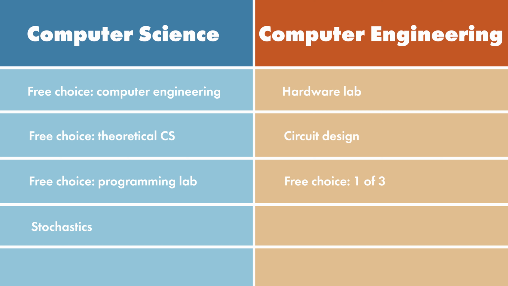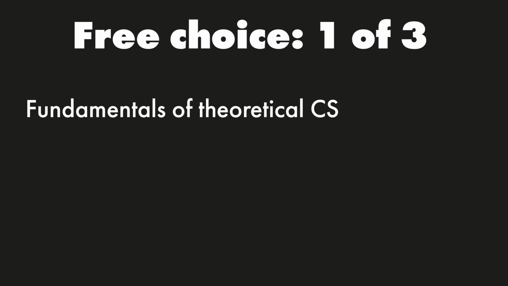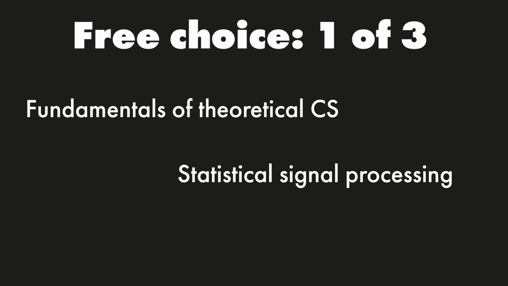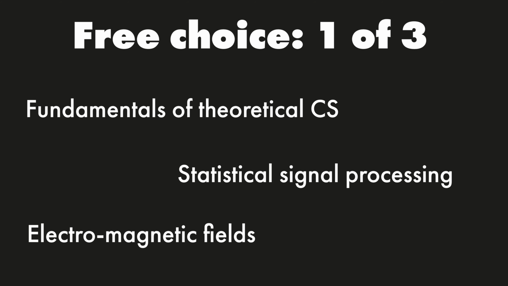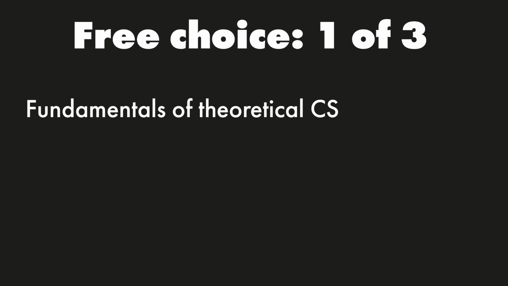Looking at the 4th semester, we can see courses like a hardware lab course that is literally just the same as your computer architecture lab course, but a bit more sophisticated. Then you have another electrical engineering course where you start learning how to design circuits. This again is more maths than you may think. You now can choose one course out of 3: Fundamentals of Theoretical Computer Science, a course on more statistical signal processing, and a course on electromagnetic fields. I personally chose the computer science course.